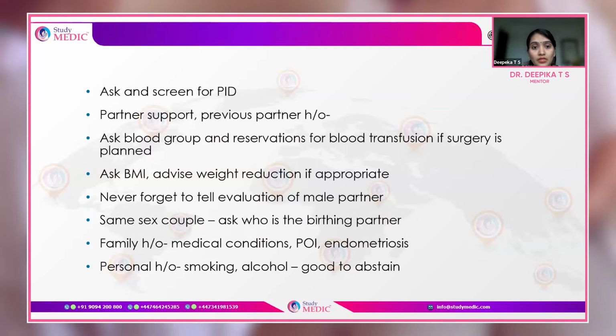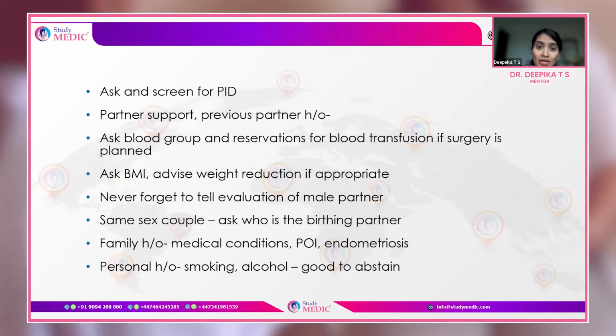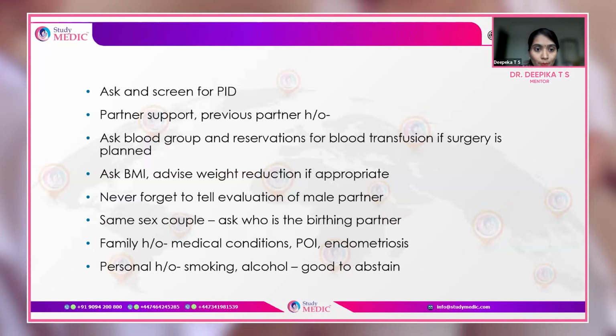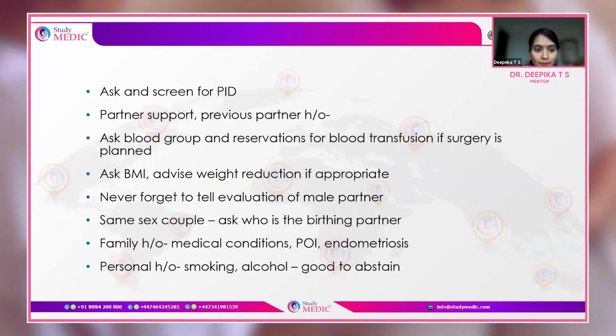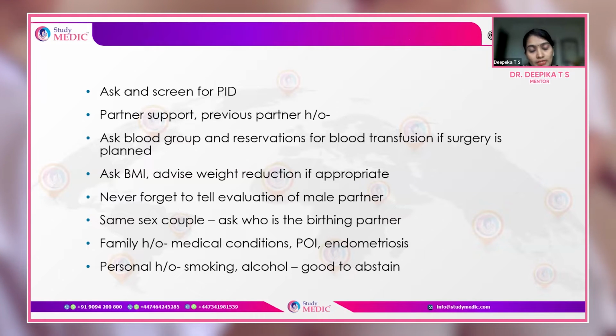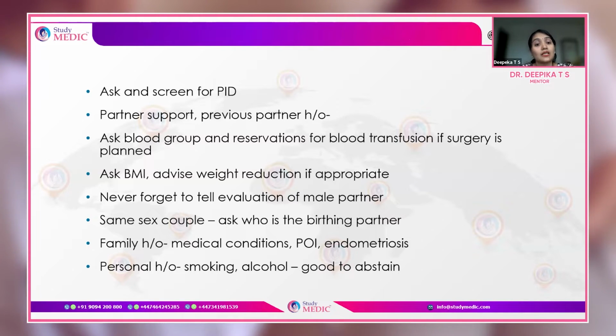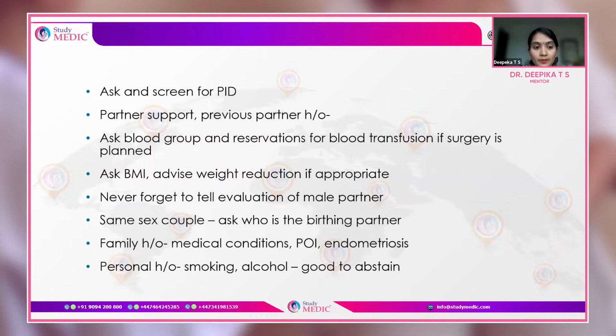Now, going to the other important things, like ruling out symptoms of PID and whether she had PID before. Partner's support and partner's history, the present partner. If there is any previous partner, you have to ask about the previous partner's history. In specific stations where you are suggesting a surgical approach, you can always ask for blood group and reservations for transfusion. Otherwise, you can always skip this. Asking for BMI and advising weight reduction if appropriate is very important in subfertility.